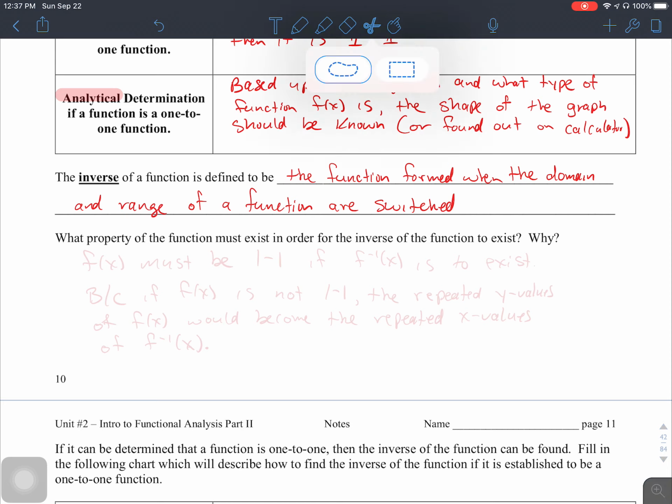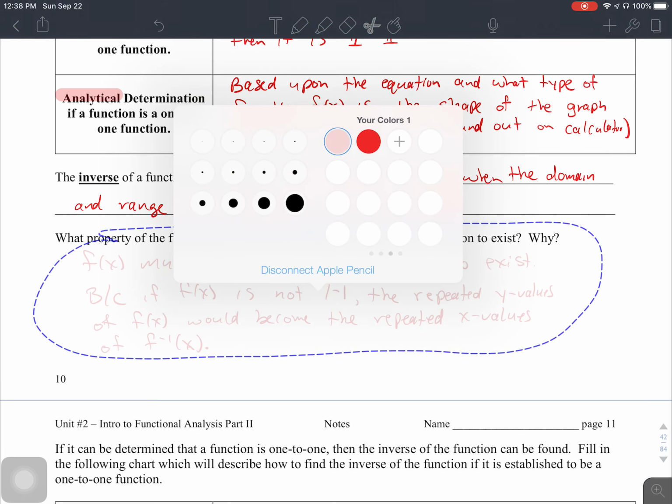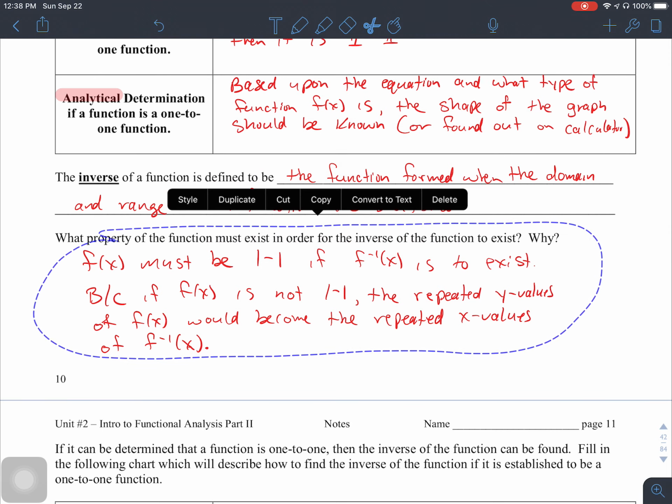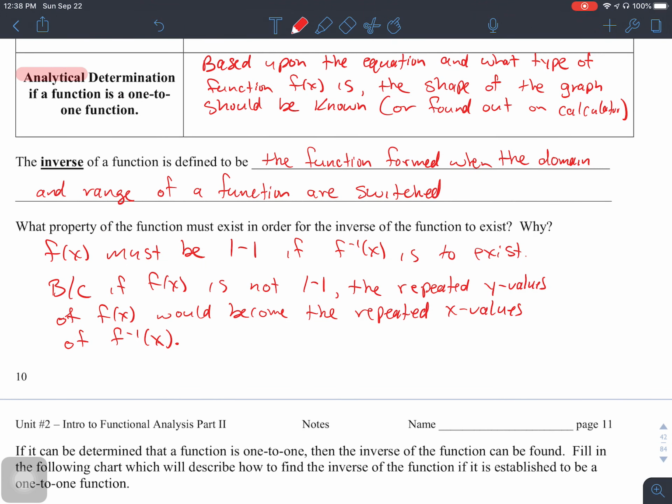What property of the function must exist in order for the inverse of the function to exist? Why? Well, f of x must be one-to-one if f inverse is to exist, because if f of x is not one-to-one, then the repeated y values of f of x would become repeated x values of f inverse.